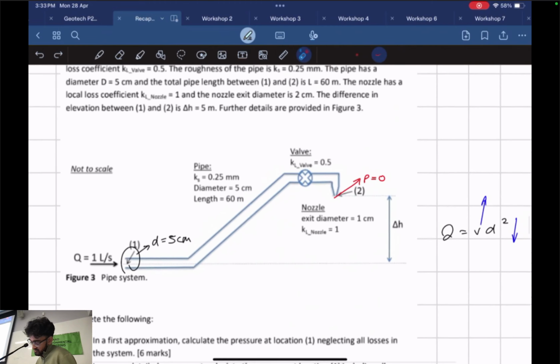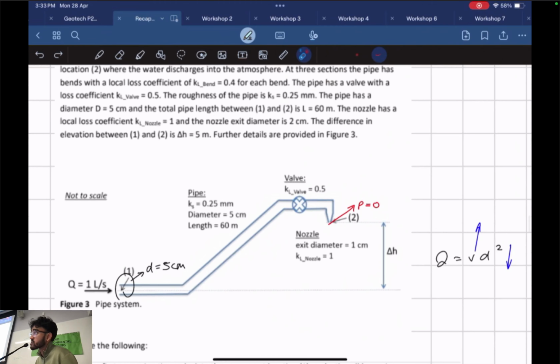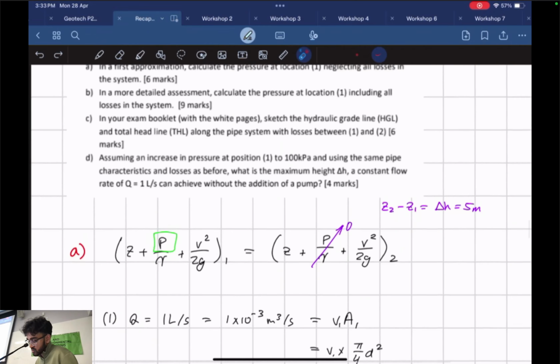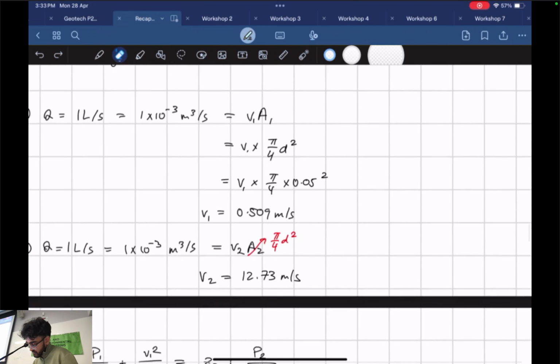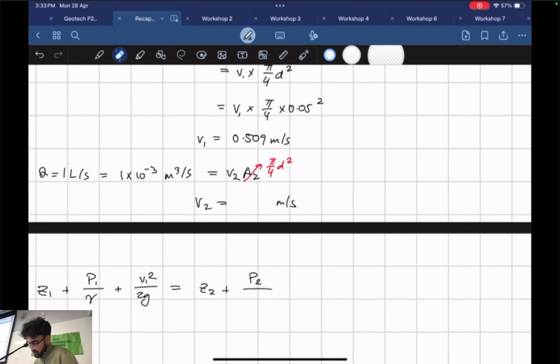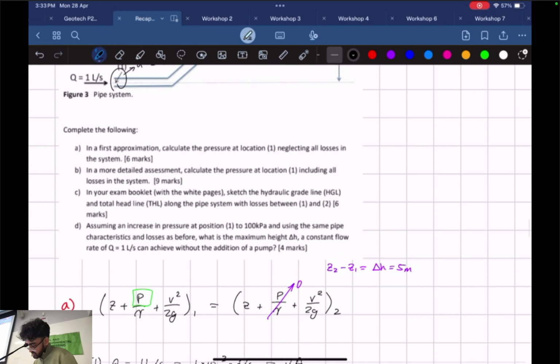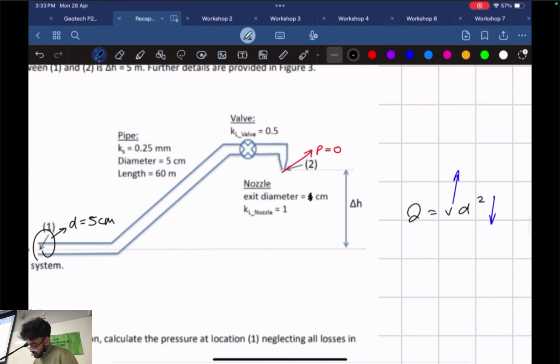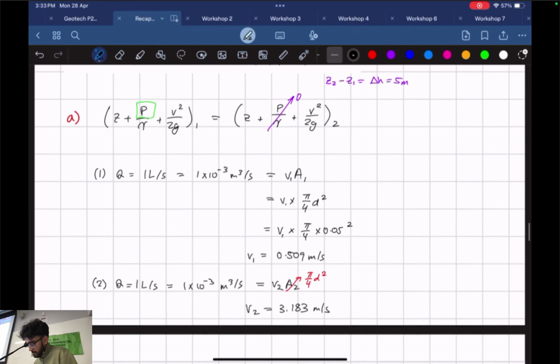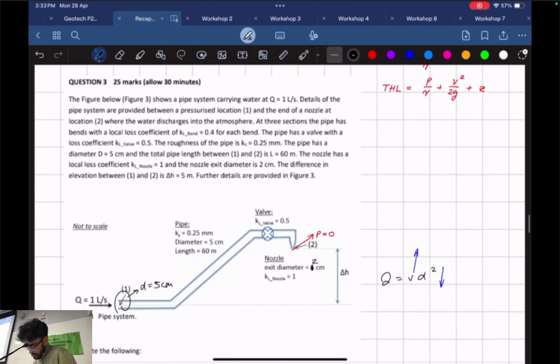Alright, so. Sorry, I'll just use 2 centimeters. Yeah, let's use 2. So you get 3.183. Okay, so yeah, we're using DS2. Yeah, I did not notice that. Wait a second.